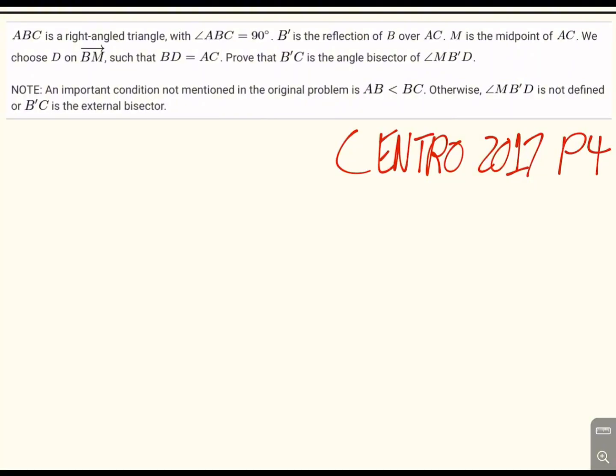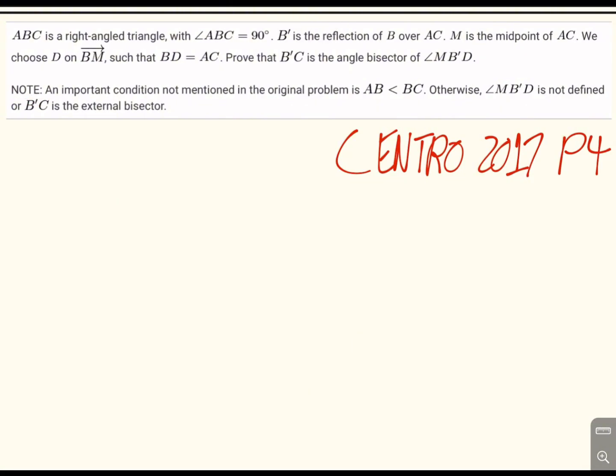And yeah, it reads: ABC is a right angle triangle with angle ABC equal to 90 degrees. B prime is a reflection of B over AC. M is the midpoint of AC. We choose D on the ray BM such that BD is equal to AC. And then we prove that B prime C is the angle bisector of angle MB prime D. And something to note is that AB is less than BC, else this does lead to some issues. So this is a very important note.